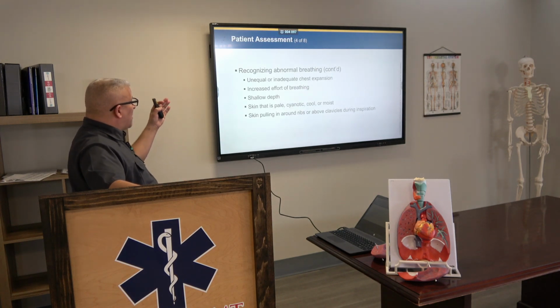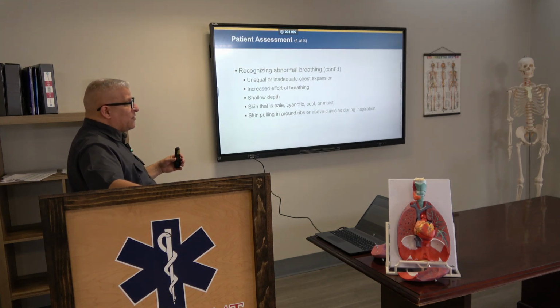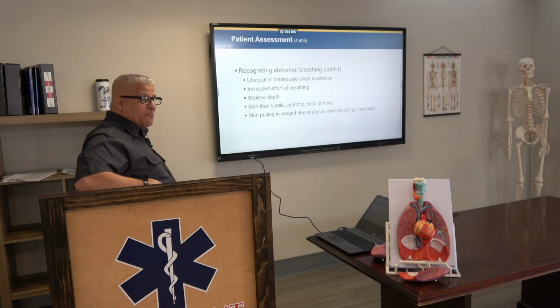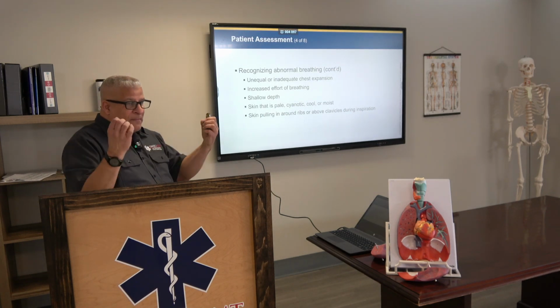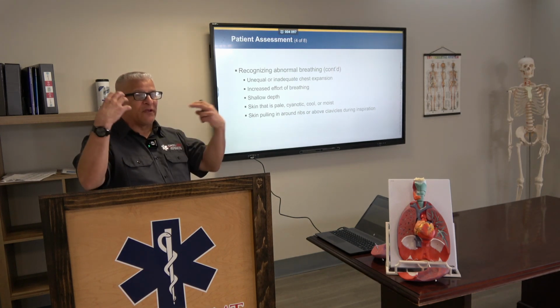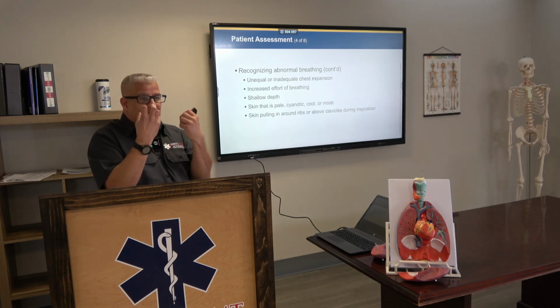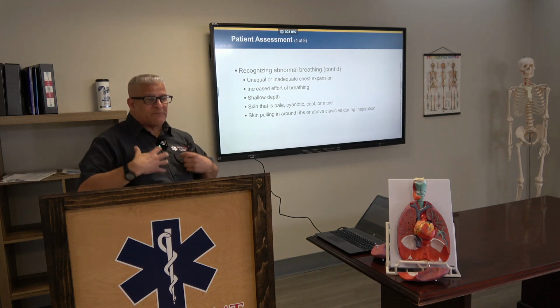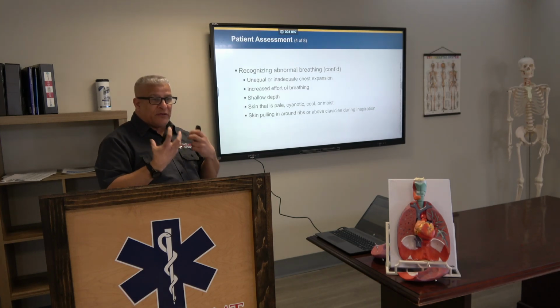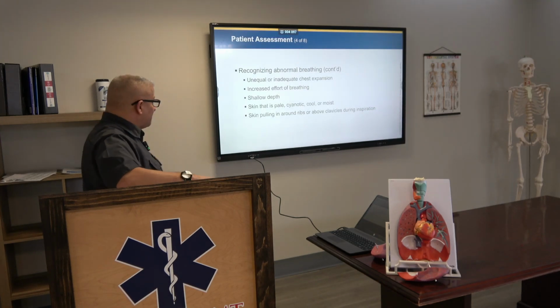Other things: unequal or inadequate chest expansion, increased effort of breathing. If you bare their chest, you'll see the intercostal muscles, the muscles that run between the rib cage, being pulled in. You'll also see up around the clavicles that it's being pulled in, because as the muscles pull hard to try to expand the chest and get a bigger space so that you can breathe better, these extra muscles are at work.